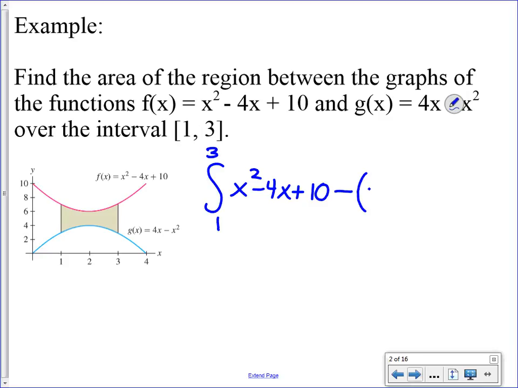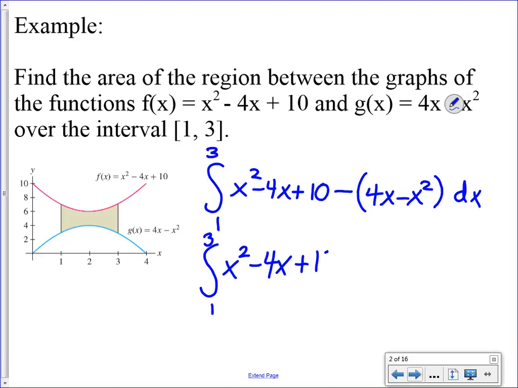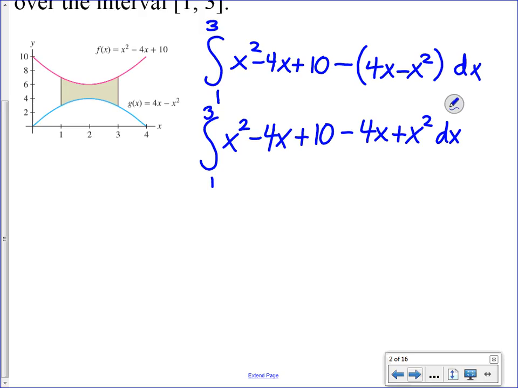minus g of x. Now, because you're subtracting, you want to put the lower function in parentheses because you have to remember to distribute that negative, okay? So this will become the integral from 1 to 3 of x squared minus 4x plus 10 minus 4x plus x squared. And then we can just simplify this by combining our like terms. So we'll end up with 2x squared minus 8x plus 10.